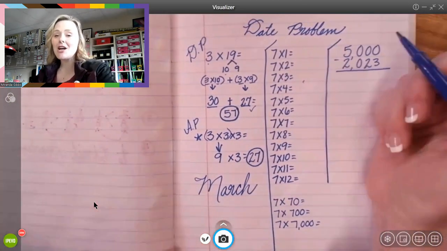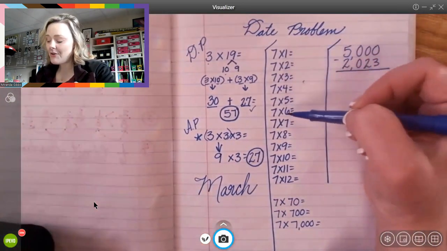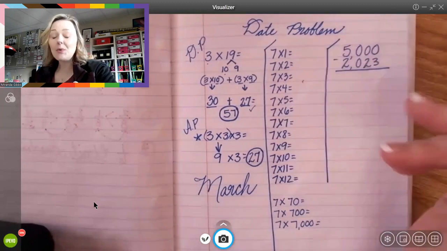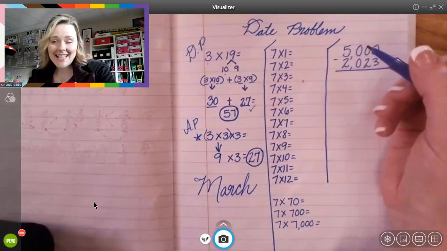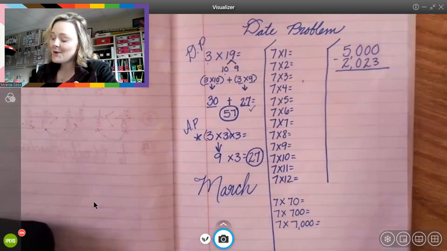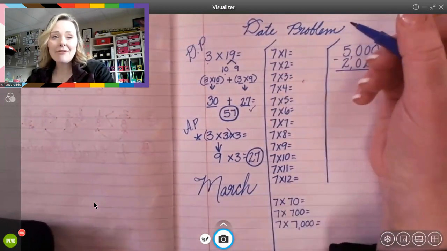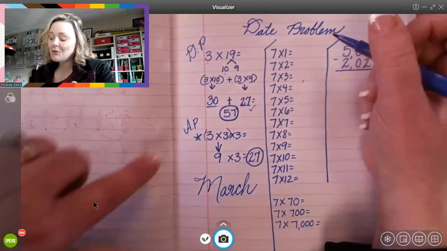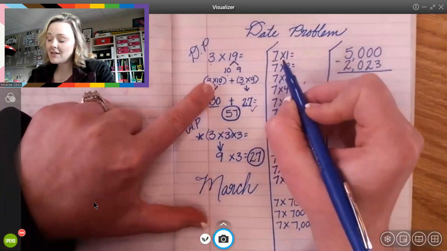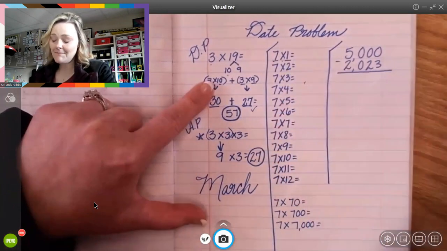And so we're going to start, and we see 7s all the way down to 12. So we have a little song that we sing in Miss Gibbs's class. So if you know it, sing along with us as we write our products. Remember really quickly, it is factor times factor equals product.